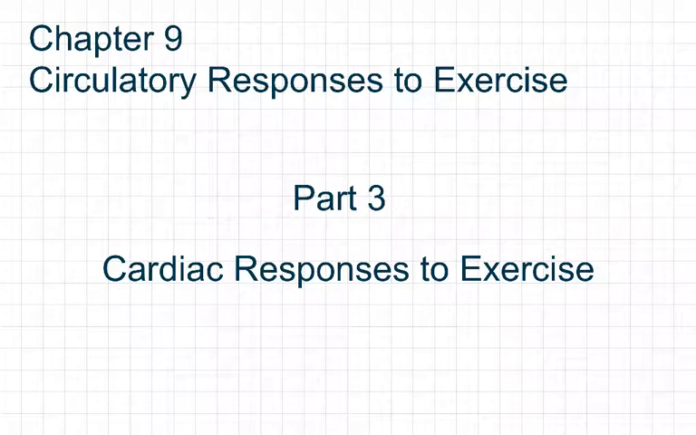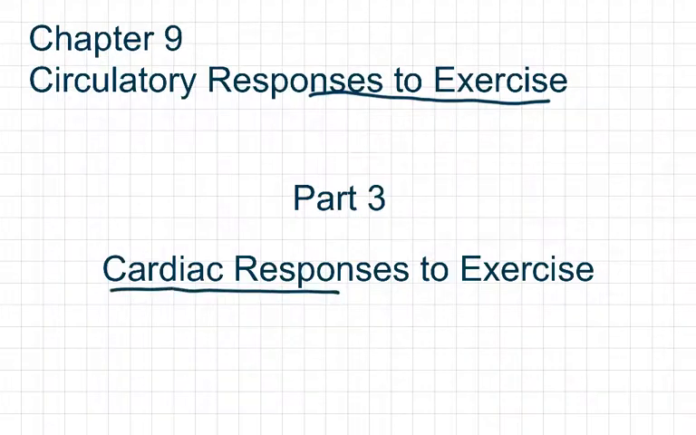Welcome everyone to part 3 of the chapter 9 lectures. What we've been covering is the circulatory responses to exercise for this chapter. In the first two parts we discussed the anatomy and physiology of the heart, and in the second part we discussed the electrical activity of the heart and the blood flow through the heart and how it's oxygenated. Now we're going to start moving into the responses to exercise. More importantly, we're going to discuss in this particular video the cardiac responses to exercise.